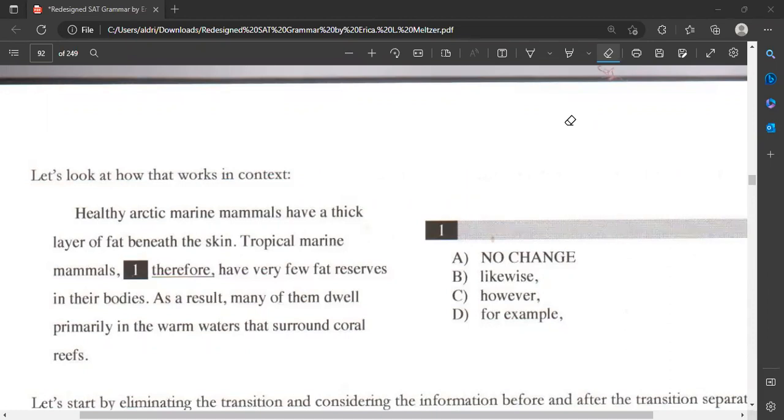They're contradict. Yeah, we're looking for a contradictor. Why? Because it says healthy Arctic mammals have a thick layer of fat beneath the skin. Okay, they have a thick layer. They have a lot of fat, a bunch of it. They're a plethora. They are rich, and they have fat in abundance, right? They have a lot of fat, a thick layer of fat. Tropical marine mammals, on the other hand, have very few. So these guys have a bit of fat, little fat. So there's a contradictor. So we're looking for a contradictor. So I think we only have one contradictor there. So what do you think the answer is now?